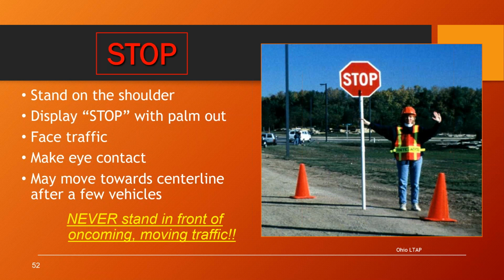approaching you. So, once you have a large vehicle stopped and you know that they're stopped and the motorist is looking at you, then and only then can you move out to the center line, but not past the center line, and make sure that other motorists see the stop sign and you standing there. And then once it's time to release them, you have to get back to the shoulder of the road before you display the slow sign.